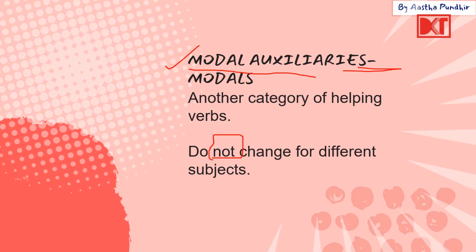Like when we did our other helping verbs, those auxiliary verbs, they change as per subjects. Like when we have to be. Now, to be can be called an auxiliary verb, so it changes accordingly with the subject. Like with I we use am, with he we use is, like that. But these modals don't change for different subjects and they are another category of helping verbs. What are their jobs and what do they help us do? Let's see that.